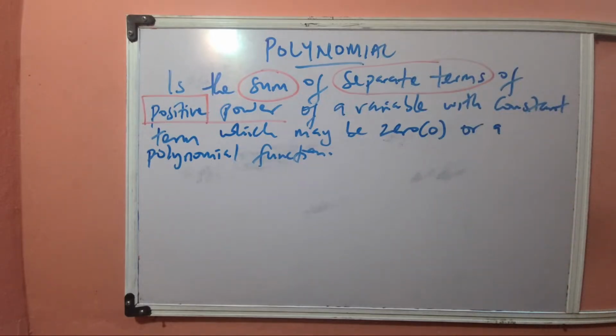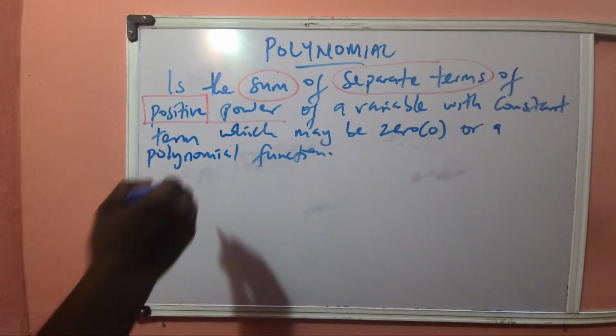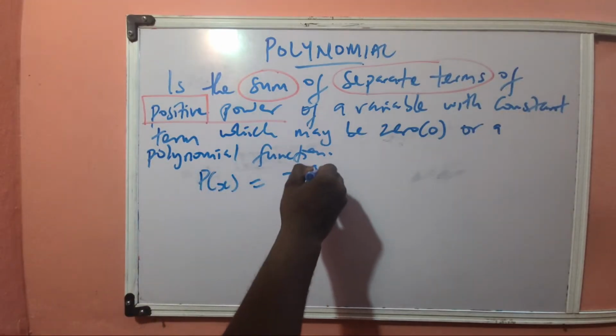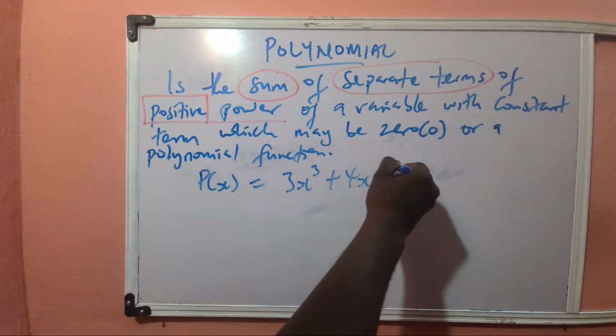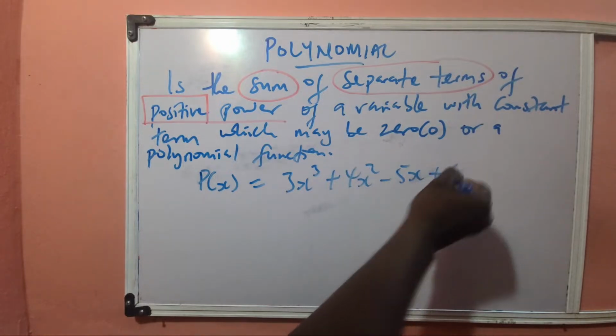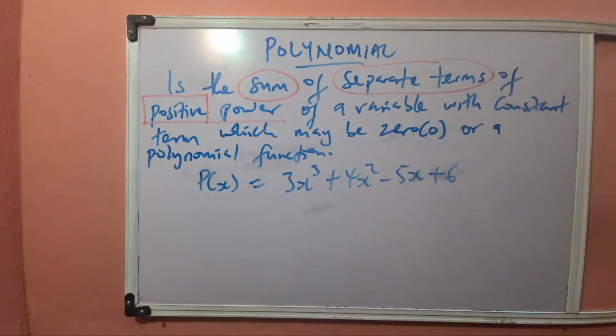Now, when you talk of polynomials, let me just give an example of a polynomial, and then I will give you an example of a function that is not a polynomial. So you have to be very careful in identifying polynomials. Let's say, for instance, we have a polynomial that has 3x cubed plus 4x squared minus 5x plus 6. All right, let's see how this conforms to this definition and why this is a polynomial.